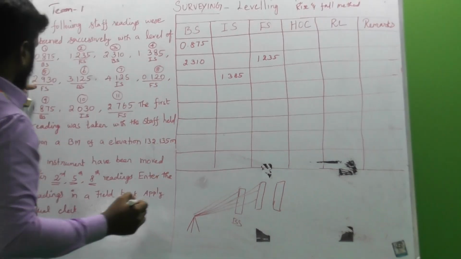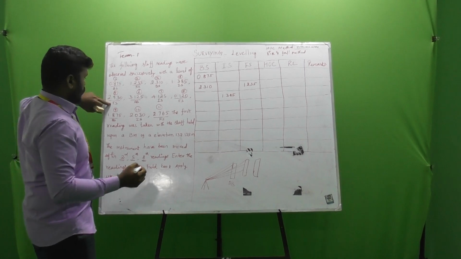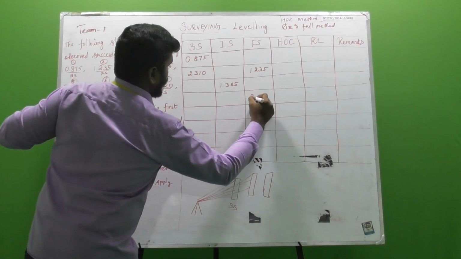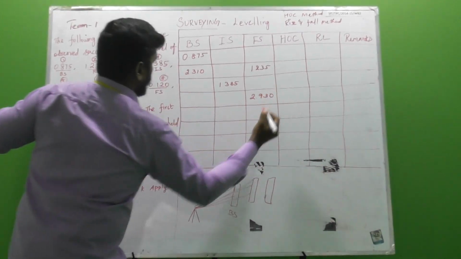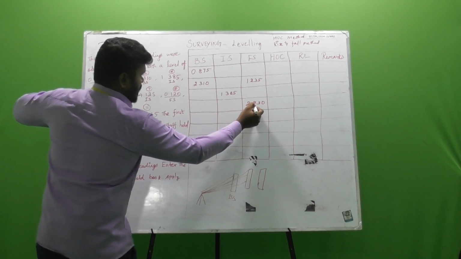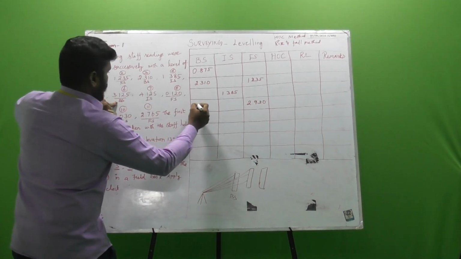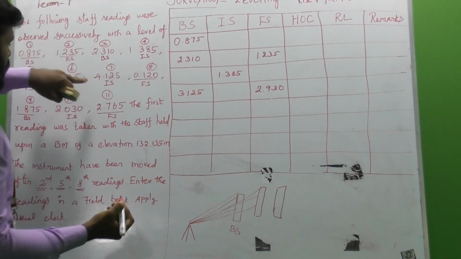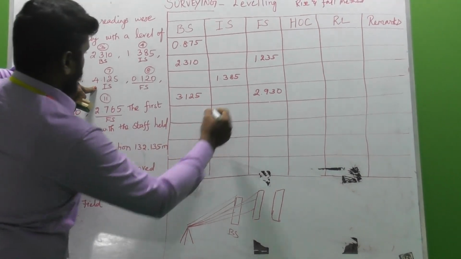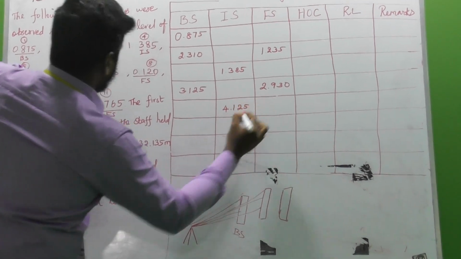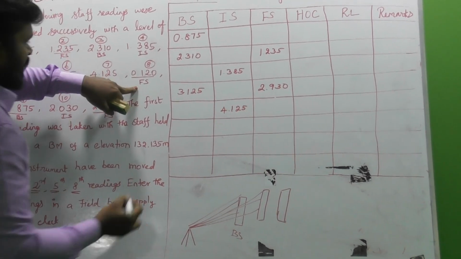And at the fifth reading, the instrument is moved, so the fifth reading is the foresight value, 2.930. And the next value is the BS value. When we enter the FS, in the same row we enter the BS value, 3.125. Right? Again, the 7th reading is an IS value, so enter the intermediate value 4.125. Again, the 8th reading is the FS value, so let's enter it in the FS column.